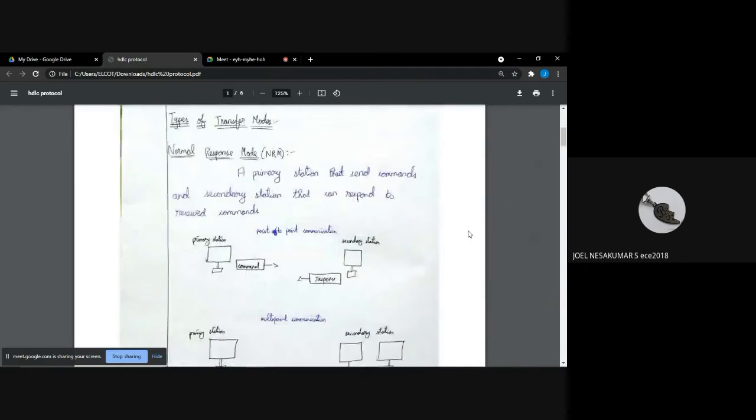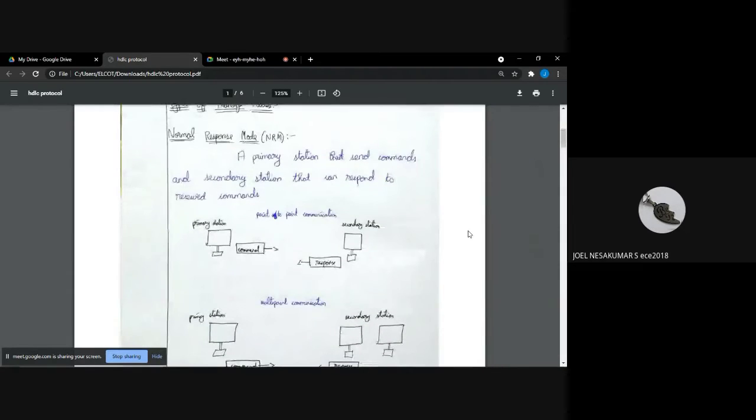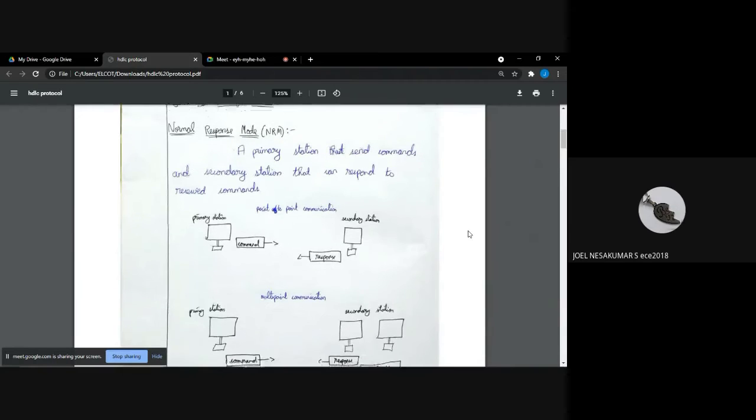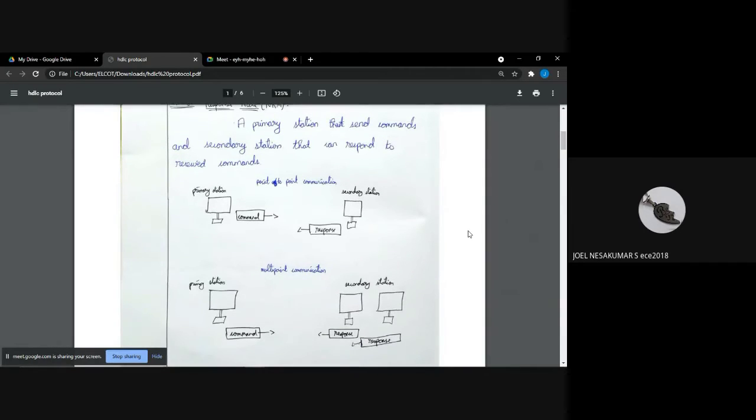The first type, normal response mode. Here, a primary station sends commands and the secondary station responds to the received commands. You can see the above diagram. The primary station sends the commands to the receive station, and the receive station sends a response, and it is a point-to-point connection. The below diagram shows the multi-point connection. Here the secondary stations are multiple, so it can do both point-to-point and multi-point communication.